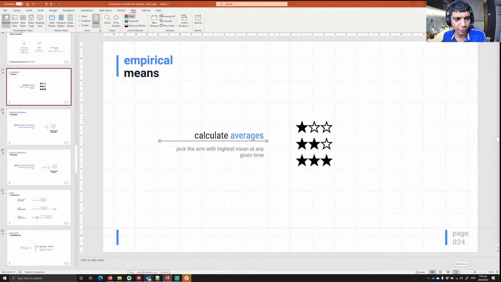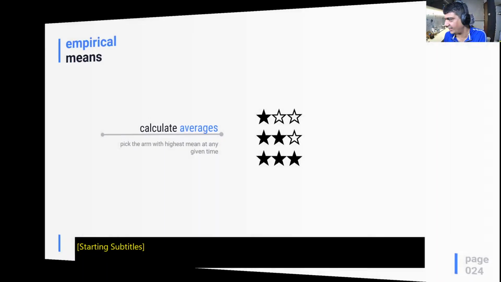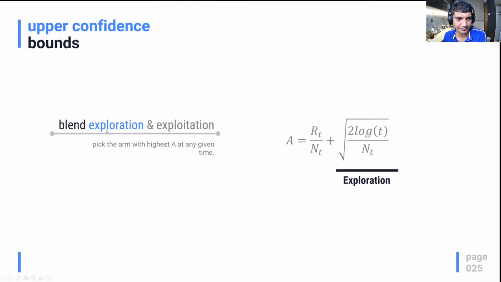So there are some improvements that people have suggested and made, where the idea comes in from upper confidence bounds. We are going to blend exploration and exploitation. Over here we are going to pick the arm with the highest A at any given point in time. My first term is essentially my exploitation. I'm taking my average rewards at any point in time, and then I add a term which will define whether I should be doing exploitation or exploration.